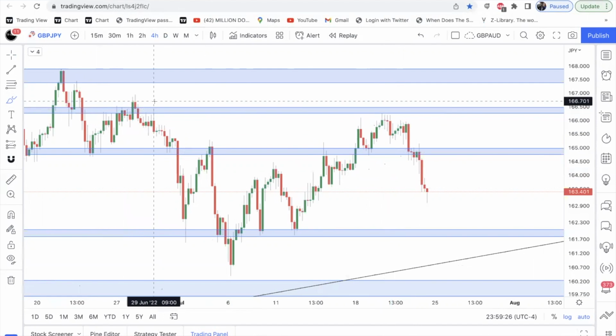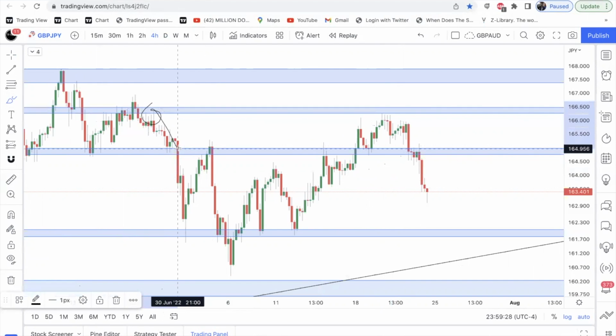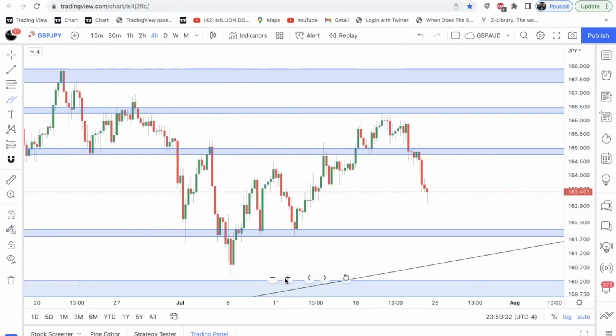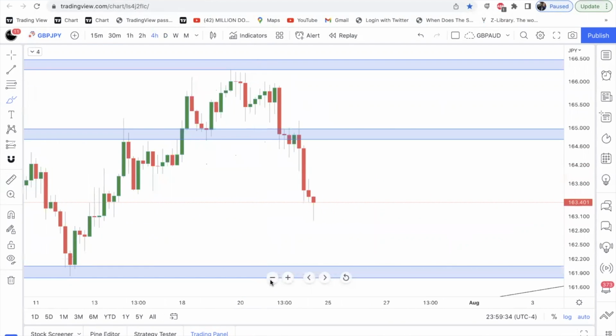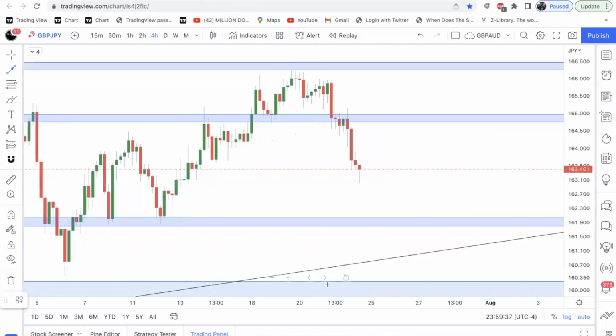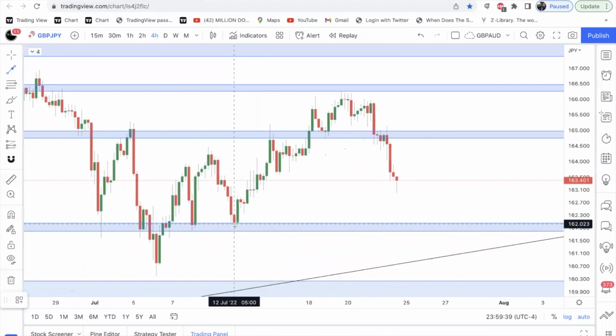If we look to the left, this was a level that price had a major sell-off from in the past. So we always look left to go right. After I started seeing that breakdown from that level, I started anticipating the sell and was able to take advantage of it.